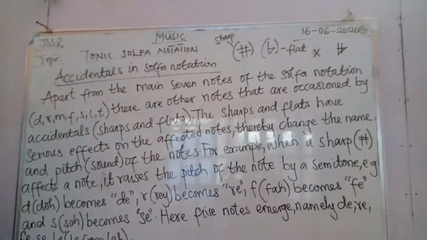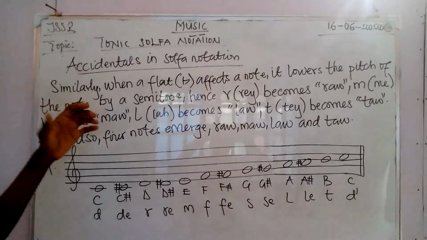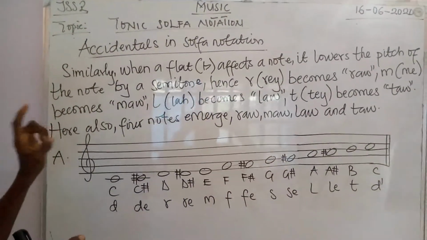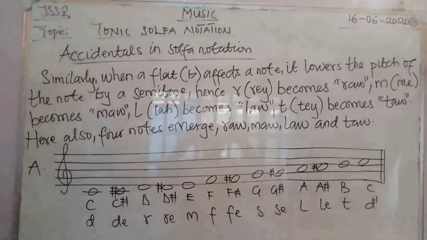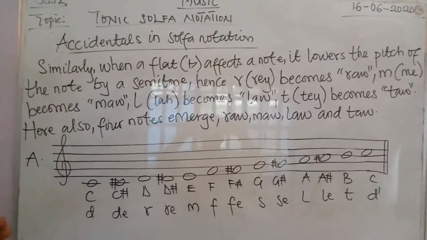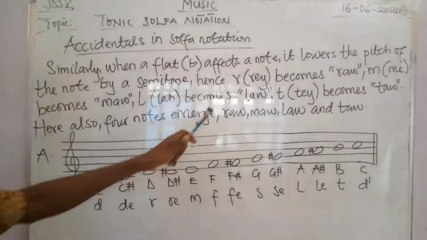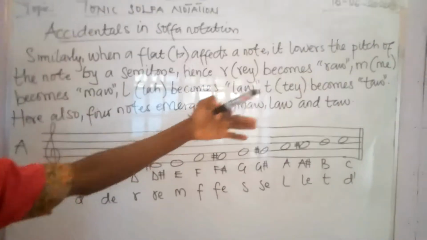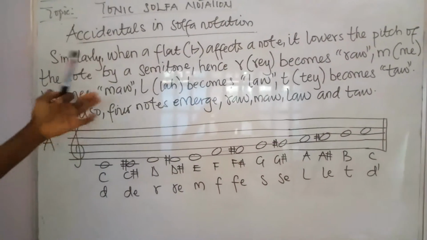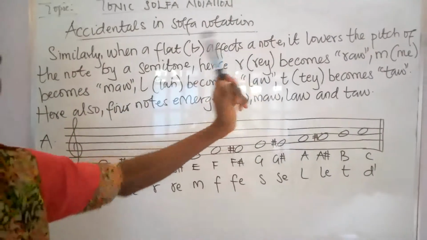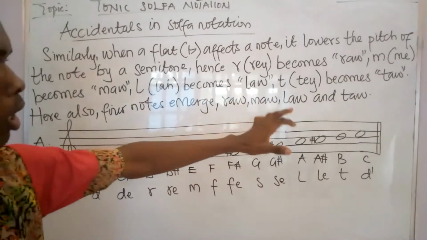So we look at the flat series now. Similarly, when a flat sign affects a note, it lowers the pitch of the note by a semitone. The sharp increases while the flat decreases by a semitone. Hence, Re becomes Raw when it's flattened. Mi becomes Me, La becomes Law, Ti becomes Te. Now here also 4 notes emerge. That's Raw, Me, Law, and Te.